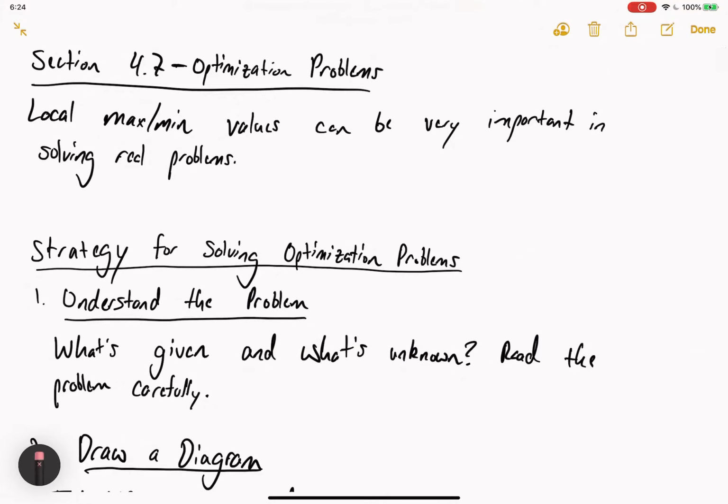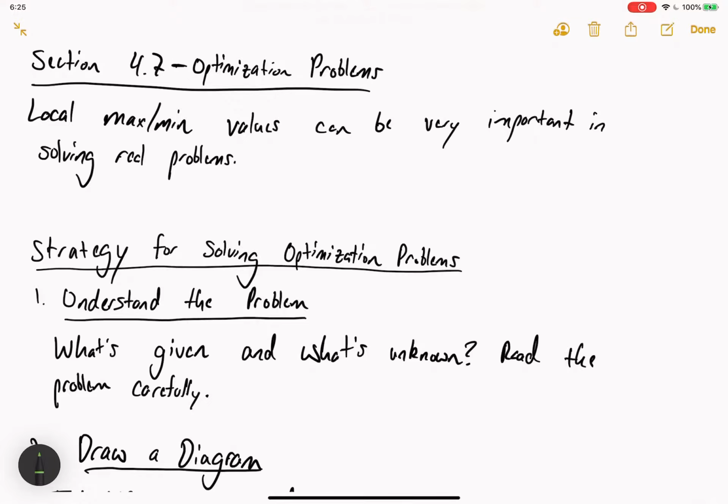Hello guys, today we're going to be covering section 4.7, which is optimization problems. Optimization problems are kind of an extension of what we've been doing with calculus derivatives so far, which is really just taking derivatives and looking for maximums and minimums of functions. Specifically, optimization problems occur when we have something we want to maximize.